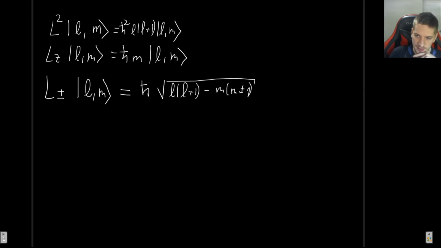That much we know, and also Lz acting on |l,m> gives ħm. And then we have these L plus or minus operators that act on |l,m>. This gave us, let's see if I can remember it, ħ√(l(l+1) − m(m±1)) acting on |l, m±1>. I think that's what it is. Right, this changed the value of m. These are the ones that we saw.